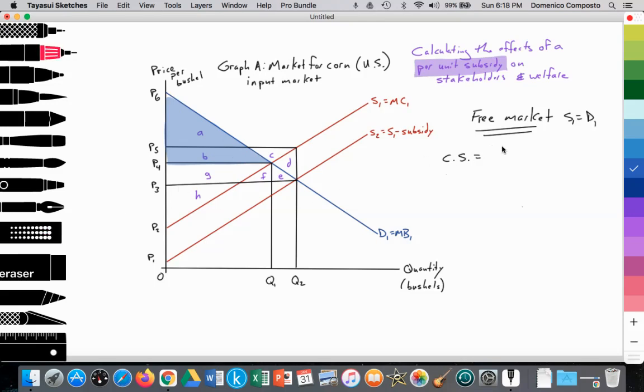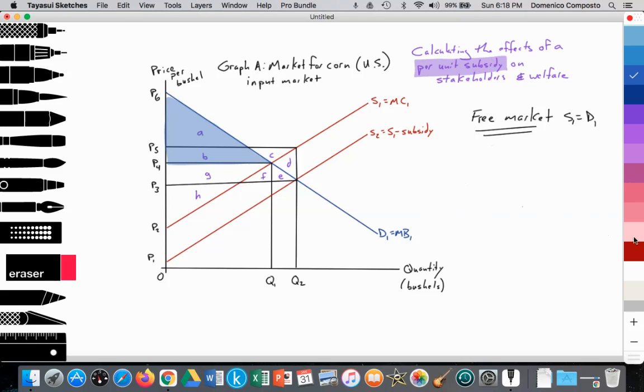So consumer surplus in the free market is equal to areas A plus B, which is equal to the height, in this case, the variable of P6 minus P4. So P6 minus P4 will give us the height multiplied by the base. So in this case, quantity 1 minus 0, or just quantity 1. And all of that divided by 2, since it's a triangle. Okay, great. In addition, they might ask you to calculate the producer surplus in the free market.